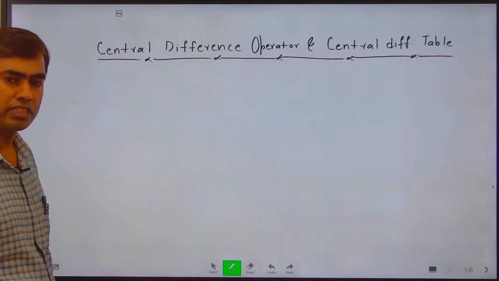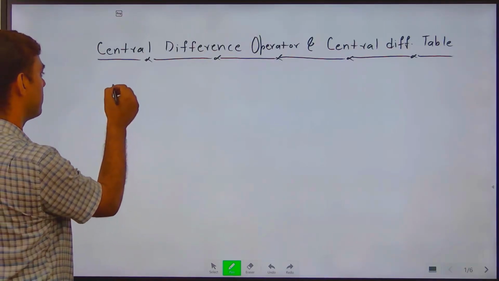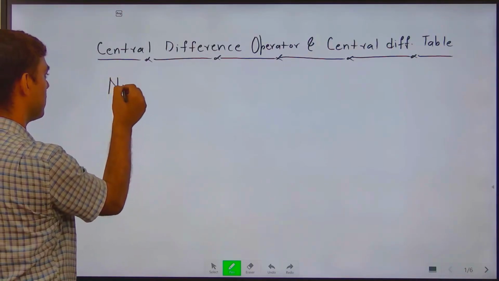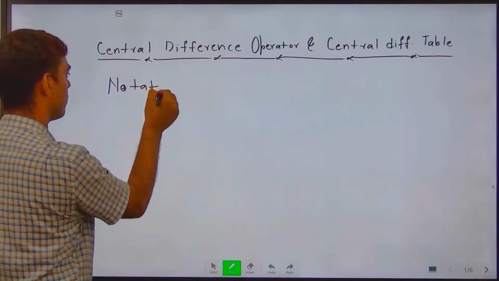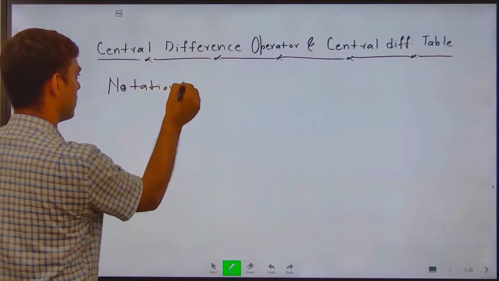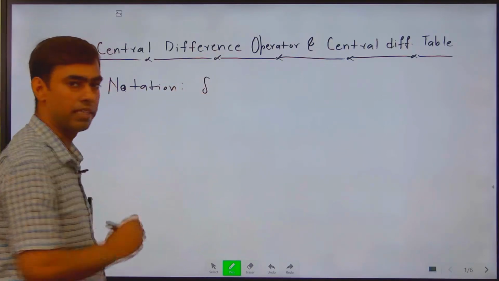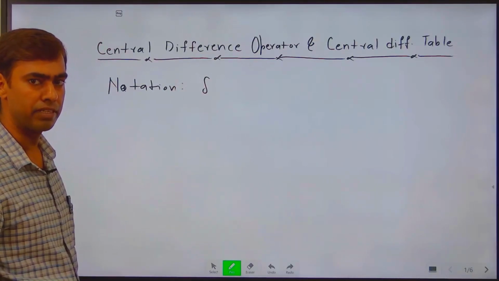So what is the notation of the central difference operator? We denote the central difference operator by delta. If we write the notation here, the notation is delta. This is the notation for the central difference operator.